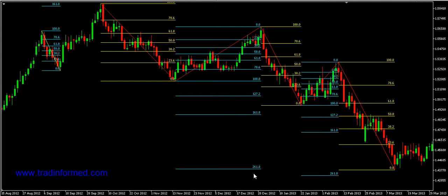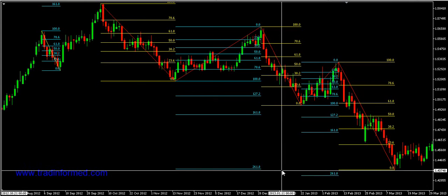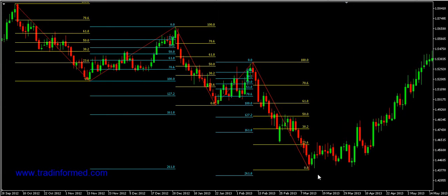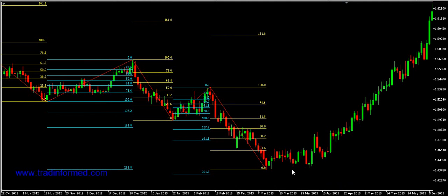Interestingly, this previous one actually coincides almost to the pip with the 261.8% retracement level, and is just slightly above the 261.8% level from this set of levels. Okay, well at this point we don't know whether the move has finished or not. We know that we have hit a significant level, which may have increased the chances, but at this point we are still looking for the price to go lower.